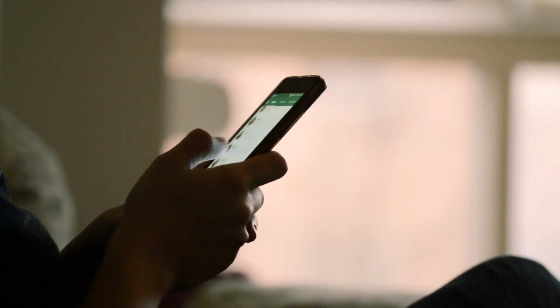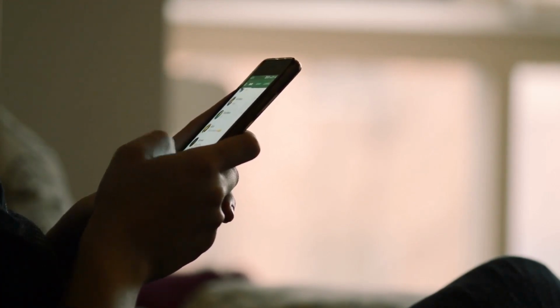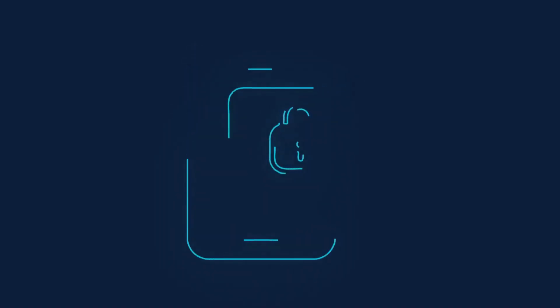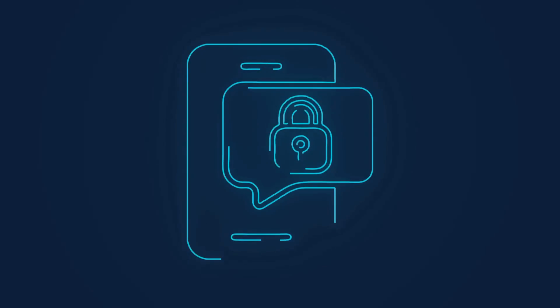End-to-end encryption. End-to-end encryption is critical for messaging and file sharing services. It ensures that only the communicating parties can access the content, blocking unauthorized third parties, including service providers, from intercepting the data.